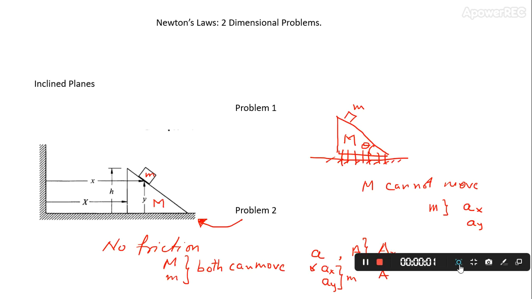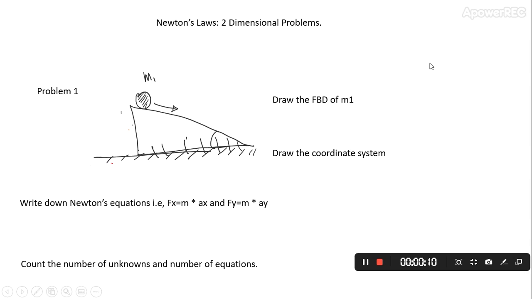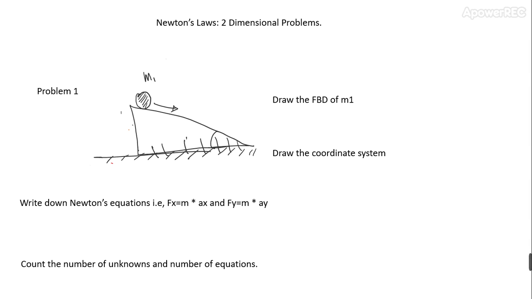So I'll now attempt to solve problem number 1. I'll just redraw the diagram and in fact ask you a few questions. Please do draw the free body diagram of this mass m1. This is the inclined plane, theta is given.